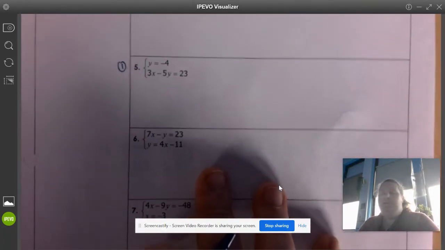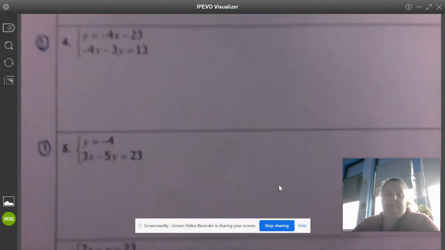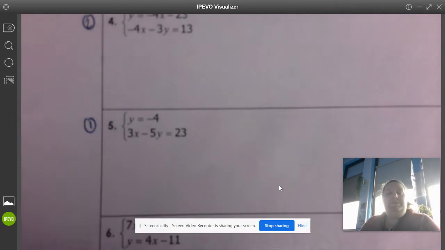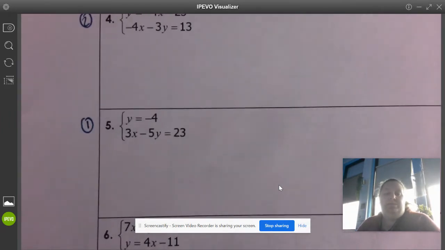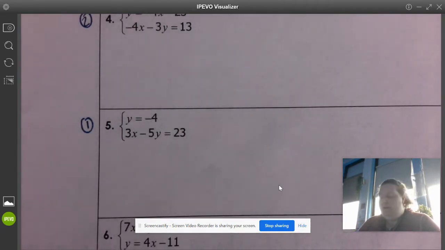So we're actually going to start on the second page, or the back of the notes, and we're going to start with number 5. Substitution means to replace. So we're going to be replacing one of our variables with either a number or expression. So we need to look for which equation is already solved for one of my variables.